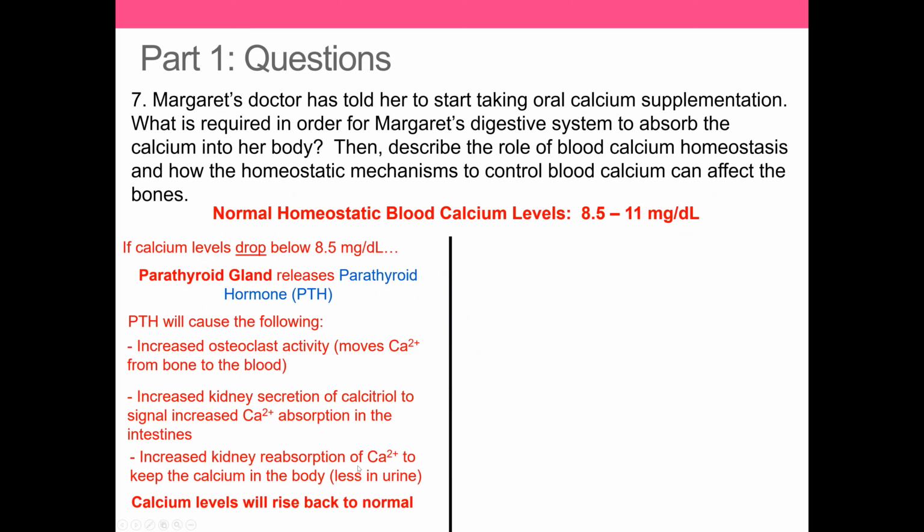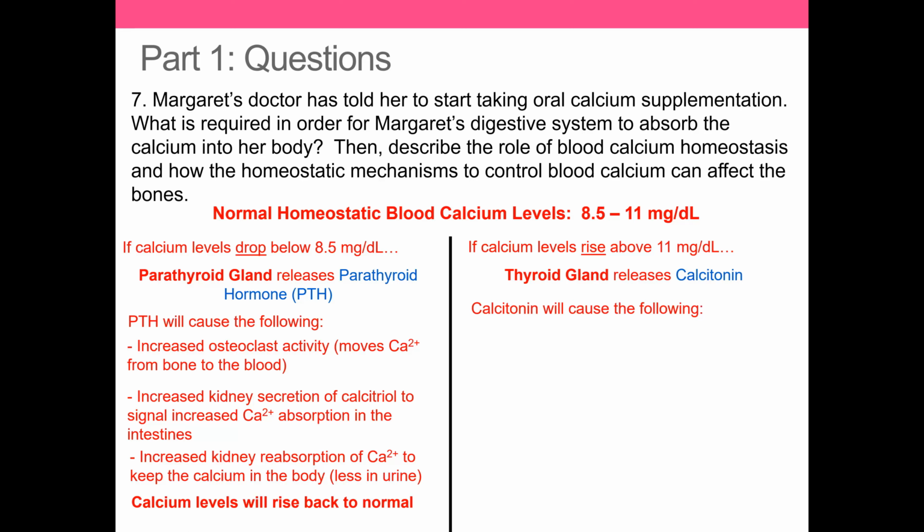On the other side of the coin, if calcium levels rise above 11 milligrams per deciliter, you have your thyroid gland releasing calcitonin. Calcitonin will cause the following: decreased osteoclast activity. So less calcium is going to be removed from the bone. Your osteoblasts will still be working as normal, so they may even be depositing excess calcium into the bone. So your bones will become more dense with decreased osteoclast activity.